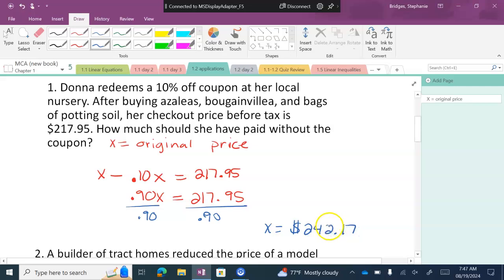242.17. Yeah. Okay, 242.17. So again, we're going to stick to, even with money, normally when you're dealing with actually calculating money in the store, they're going to round it up, but we'll stick to our normal rounding rules. Okay, if it's 5 or higher, you go up. If it's 4 or less, you stay.